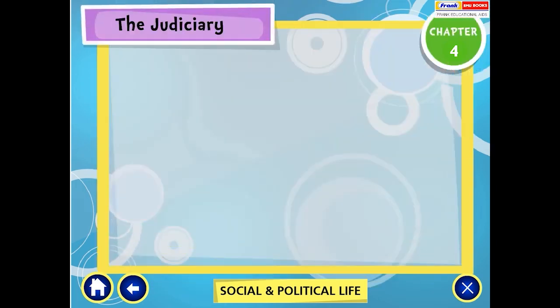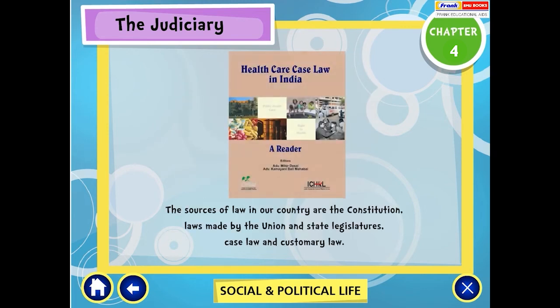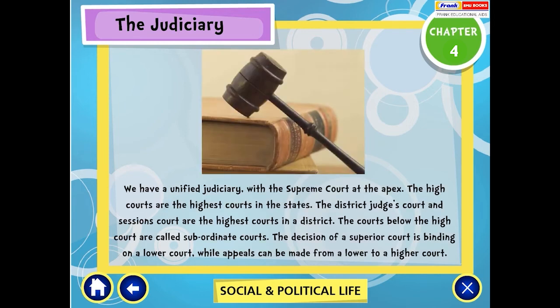The Judiciary. The Judiciary punishes lawbreakers, interprets the Constitution, upholds the rights of the citizens, and settles disputes. The sources of law in a country are the Constitution, laws made by the Union and state legislatures, case law, and customary law. We have a unified judiciary with the Supreme Court at the apex.